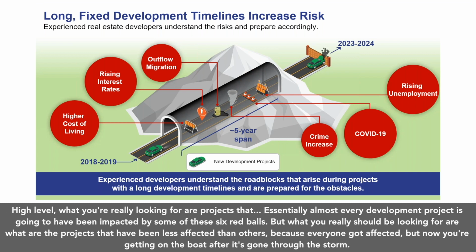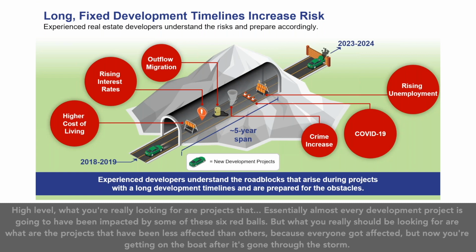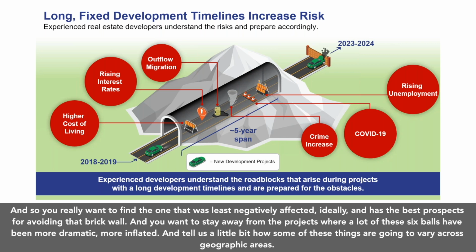So at a high level, almost every development project is going to have been impacted by some of these six red balls, right? But what you really should be looking for are the projects that have been less affected than others, because everyone got affected, but now you're getting on the boat after it's gone through the storm. You want to find the one that was least negatively affected, ideally, and has the best prospects for avoiding that brick wall. And you want to stay away from the projects where a lot of these balls have been more dramatic, more inflated.